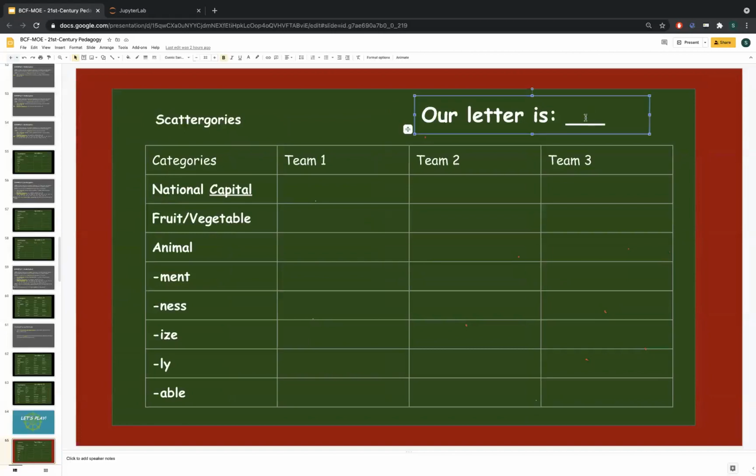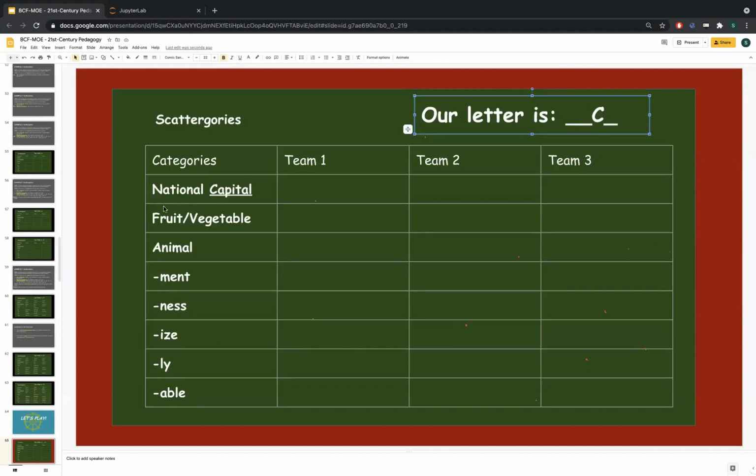So our letter is going to be C. I'm going to give everybody about 5 minutes to fill in all these categories with a word that starts with the letter C. Can you do it? I think you can. And you can use dictionaries, you can use resources, you can use whatever you need to find the correct answer. But remember, you don't want the same answer as another person. So we have to be extra clever.